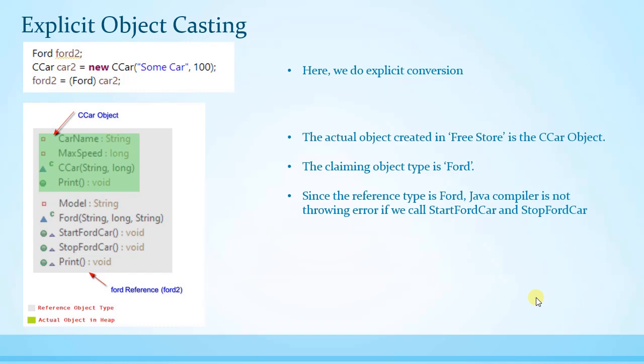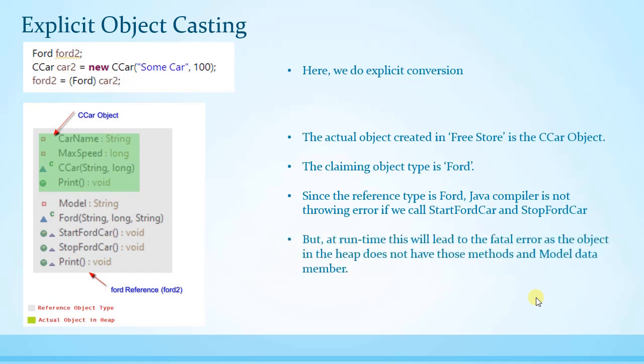But as a fourth statement, if you put ford2.startFordCar, the Java compiler won't throw any error. Why? Because the reference ford2 type is Ford, and the Ford class has the method startFordCar. So if you make a call to startFordCar, it won't throw an error. But actually you are making a call to a function that doesn't exist at all at runtime. As far as the compiler is concerned, you are making a call on ford2, and ford2 is of type Ford, and the Ford class has the method. So that's how the compiler sees it, and it doesn't throw an error.